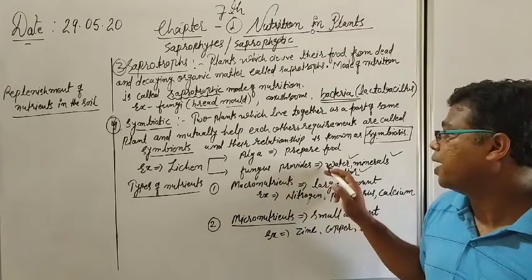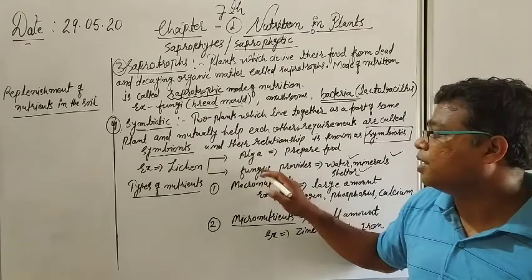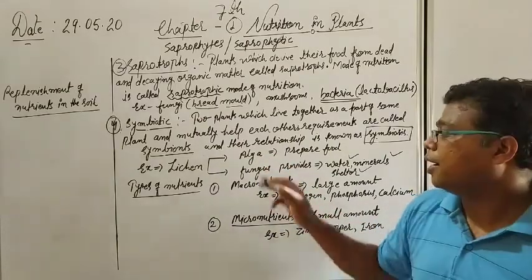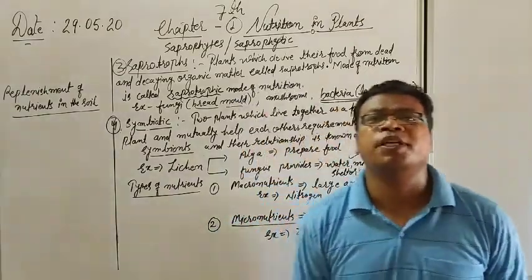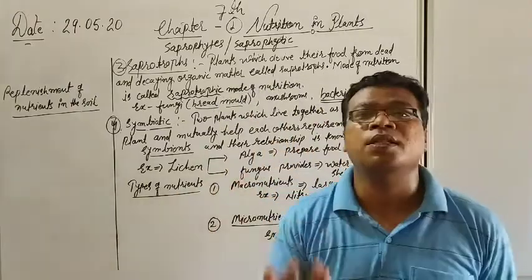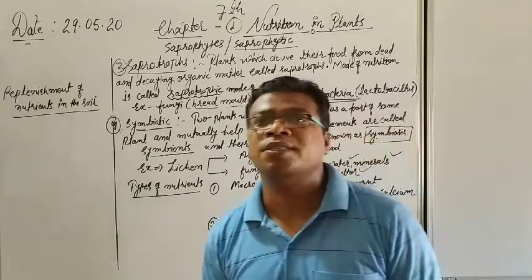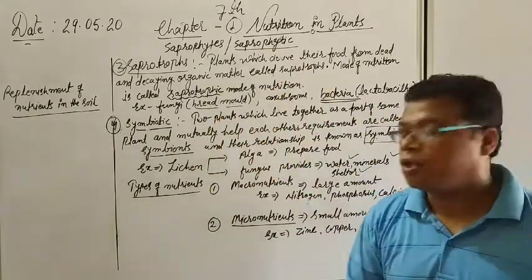The fungus provides these things to the alga, and after the preparation of the food, the alga gives food to the fungus. So the fungus gets food and the alga gets raw materials from the fungus. Such a mutual relationship is known as symbiosis. The two plants doing this are known as symbionts, and this mode of nutrition is known as symbiotic mode of nutrition. Right now it is very clear for you.